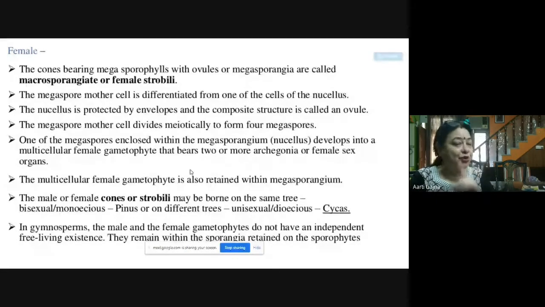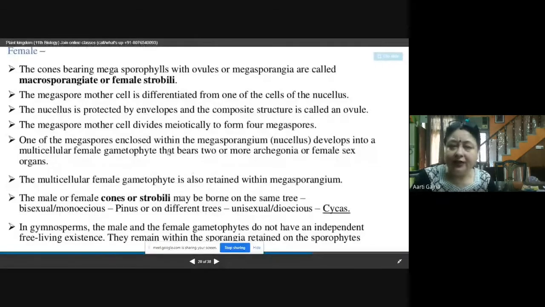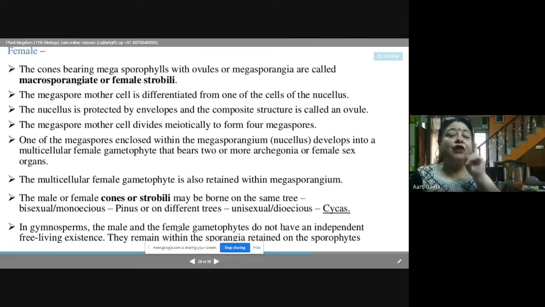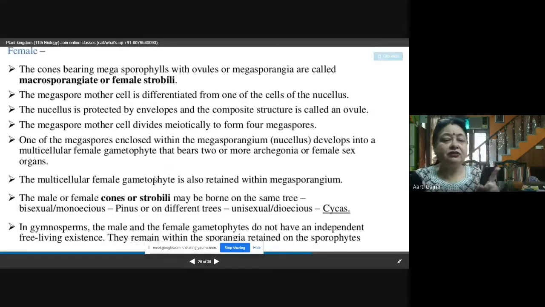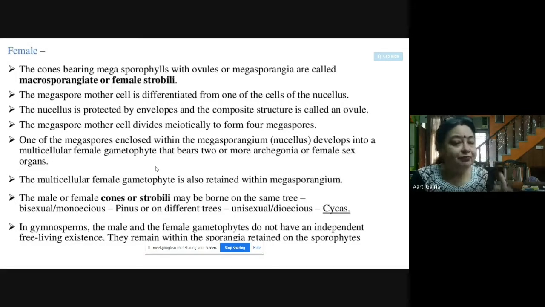So the megaspore mother cell divides meiotically to form 4 megaspores, because whenever there is meiosis cell division, from one parent cell you get 4 daughter cells. So here also the megaspore mother cell is undergoing meiosis and forming 4 megaspores. One of the megaspores enclosed within the megasporangium develops into a multicellular female gametophyte that bears 2 or more archegonia, or female sex organs.